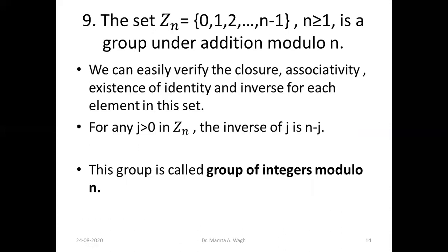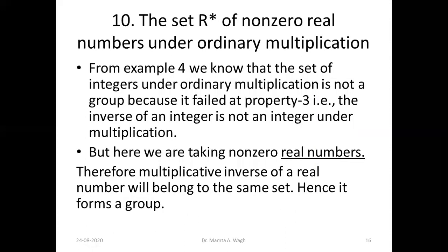So this was in general, we were saying that Zn, which is 0, 1, 2, up to n minus 1, under addition modulo n, forms a group. Next is this example. Here we are taking the set R star of non-zero real numbers under ordinary multiplication. So we are having non-zero real numbers, 0 is not included, and the operation is multiplication.